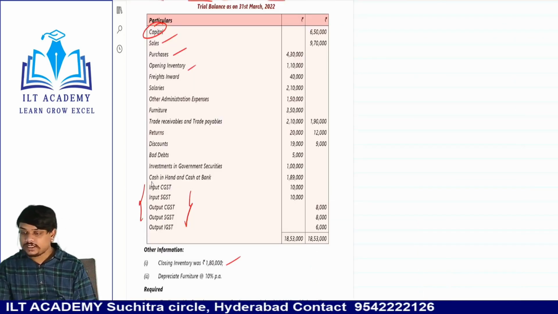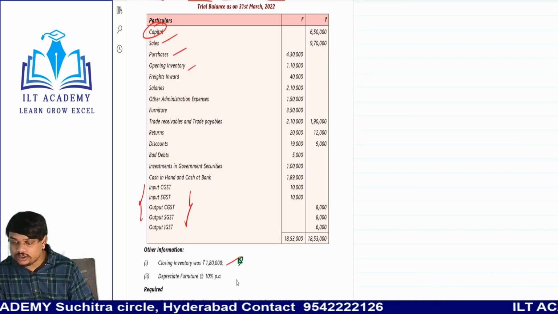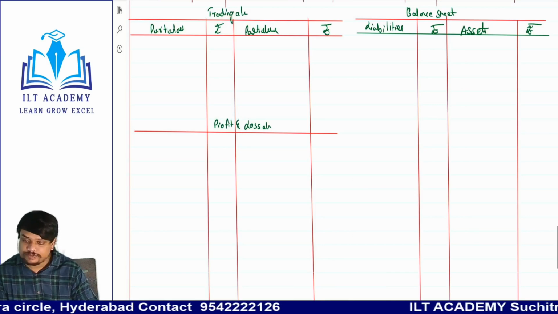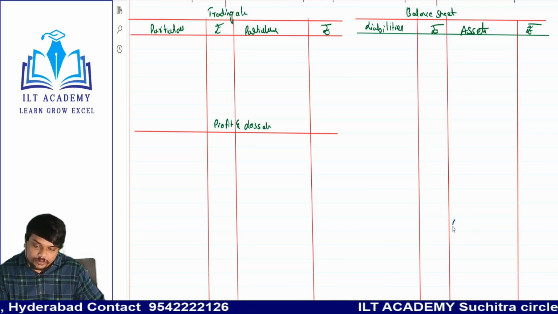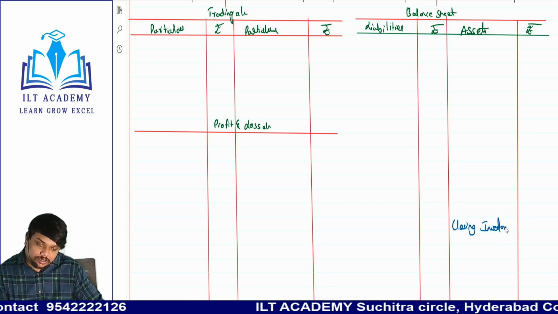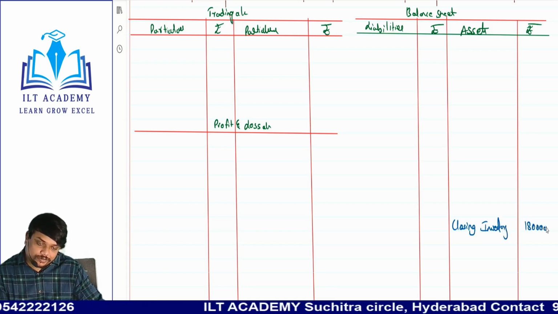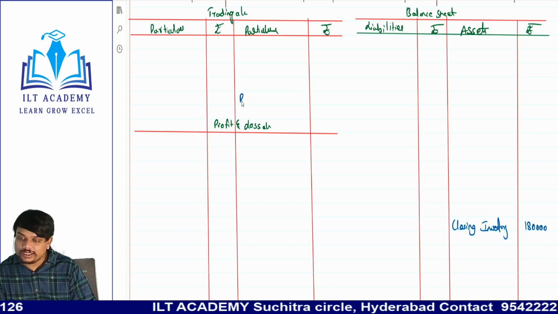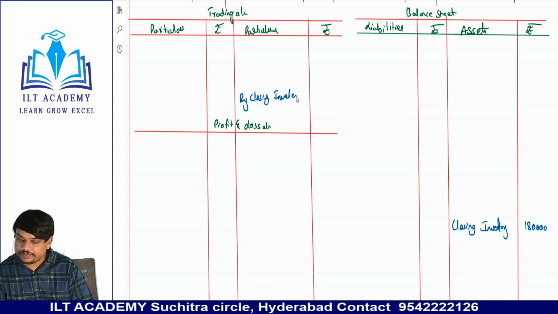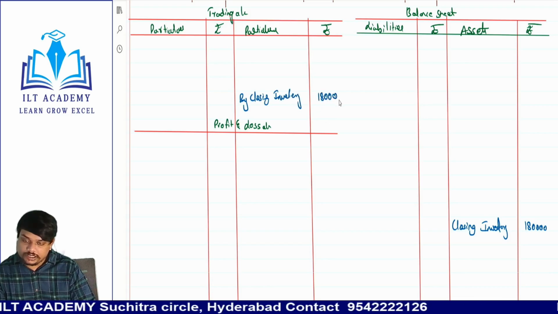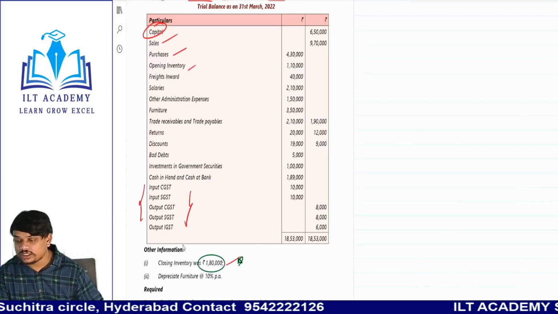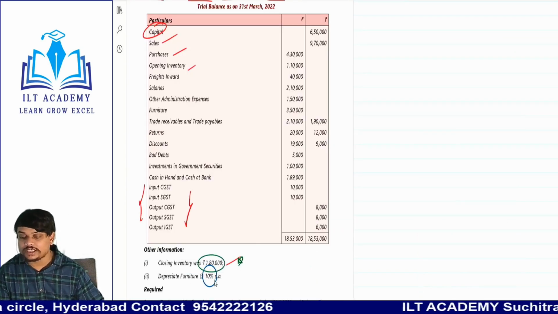My pro formas are done. Now let us first do the adjustments. Closing inventory was 1,80,000, so we'll be reporting the closing inventory at 1,80,000 here. Any doubts? Trading account credit side and balance sheet asset. Closing inventory is done.